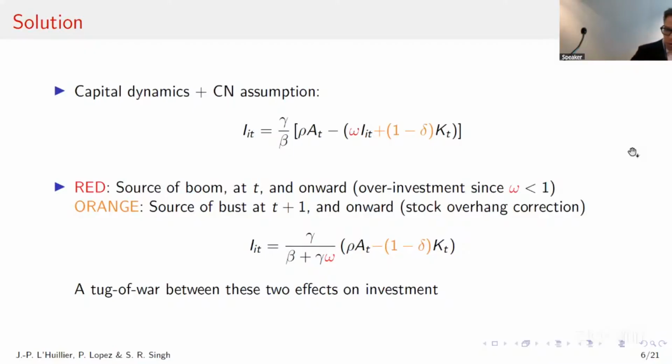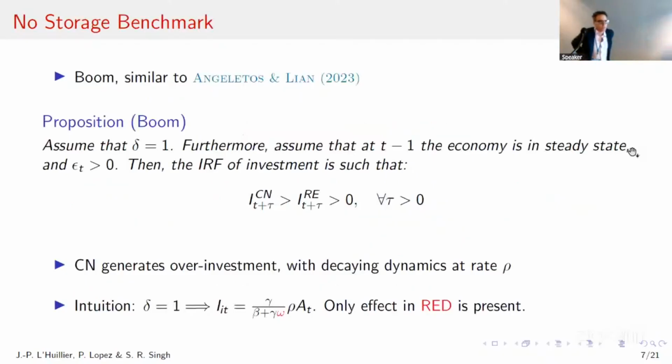So let me explain how that works by shutting down our orange effect. So delta equals 1. This is this proposition here, the no storage benchmark. This is actually similar to a result in Angeletos and Lian in a consumption model. So here you have a boom, where the proposition says assume that delta is equal to 1. Furthermore, assume that at t minus 1, the economy is in steady state and epsilon is positive. Then the IRF of investment is such that it responds by more to the shock under competition neglect, and always, forever. So competition neglect generates overinvestment with decaying dynamics at a rate delta. The intuition comes from the fact that only the effect in red is present.